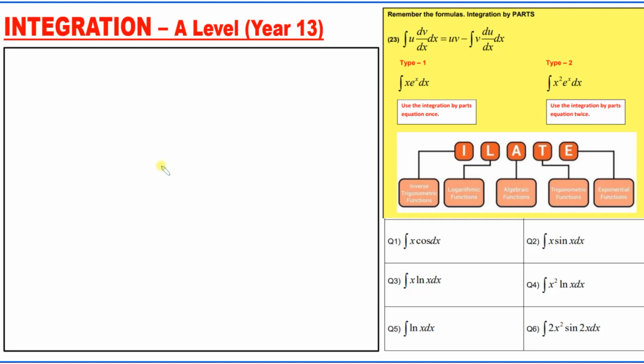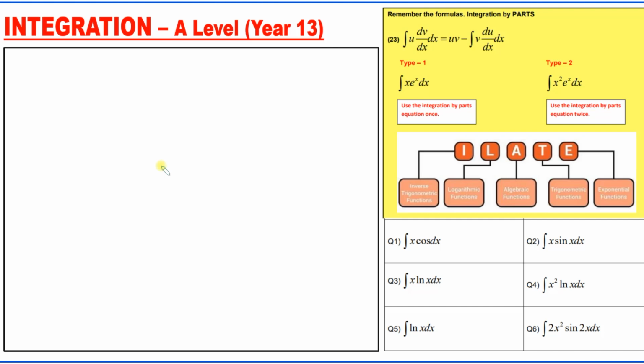Now in this question, two different functions are combined together as a product. So when you see this pattern, you need to identify who is who, and which function we are going to assign as which. We call this integration by parts.